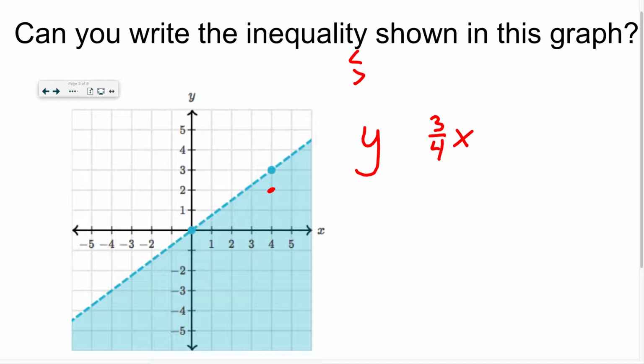So why did you choose this 4, 2? Why do you think they chose that? Because that's in the shaded area, which means it will work as a solution for x and y. Good, so we know that this is one of our solutions because it's in the shaded area. So let's try it. When x is 4 and y is 2, we have 2, and then we have 3/4 times 4 gives us what?